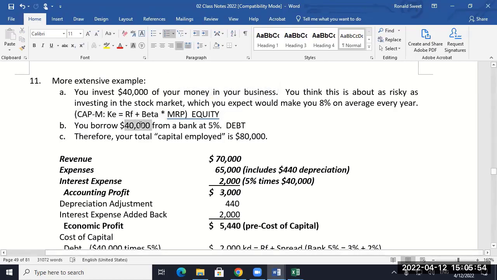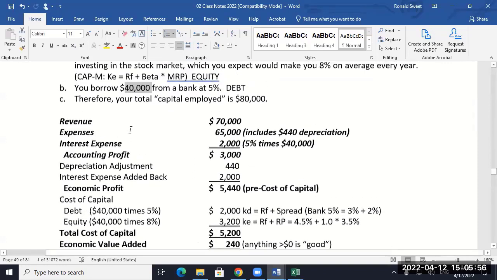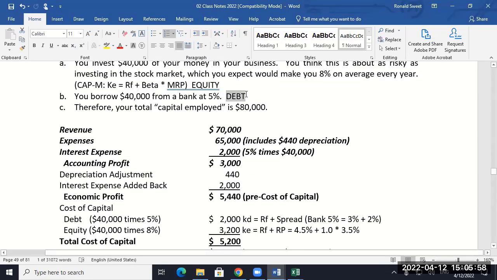You borrow $40,000 from the bank. So is that debt or equity? That's going to be debt. And for some reason, the bank's only charging you 5%. They don't think you're all that risky, so that's good. Somehow you convince them. Do you have any collateral? You don't know what collateral is? Right? Maybe you're going to buy a building or buy some equipment. So if you go insolvent, the bank gets all of that. What does that do to your interest rate?